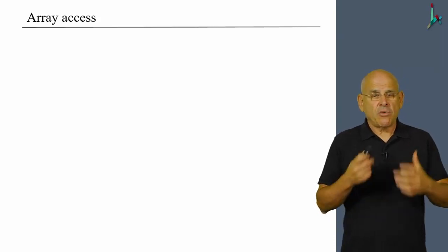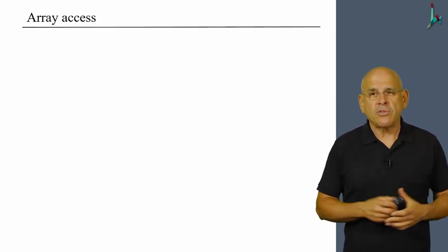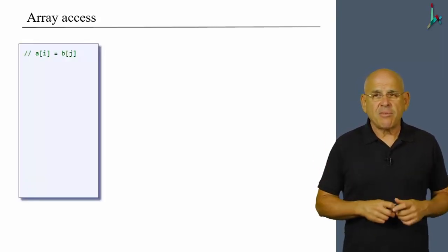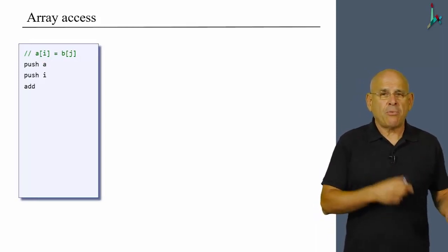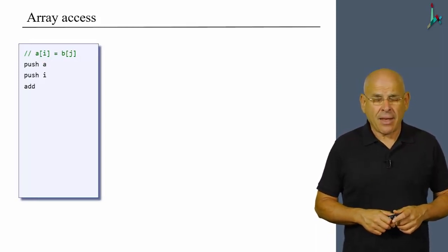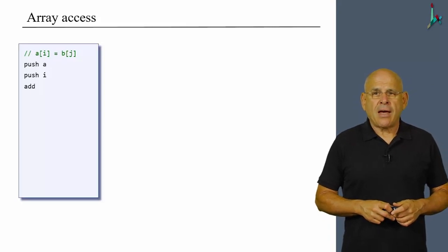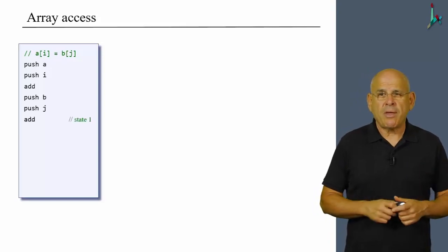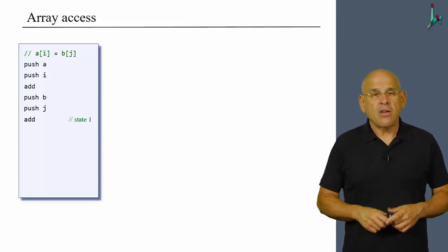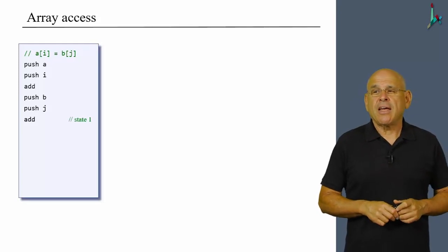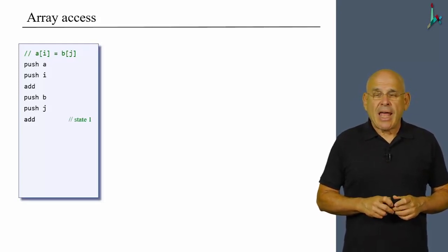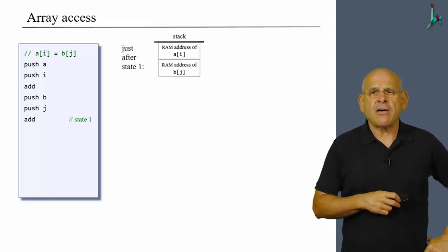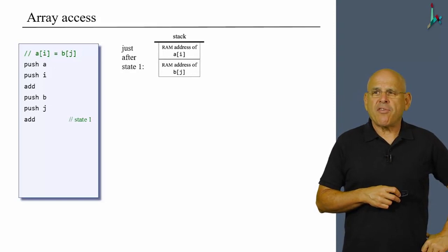So here is a solution that will work to generate code for a[i] = b[j]. We start, just as before, by pushing a, pushing i, and adding them up. And once we do this, we turn to the right-hand side. We do the same. Push b, push j, add. Notice that we haven't yet used the pointer virtual segment. And once we do these six operations, what we'll get is the following state.